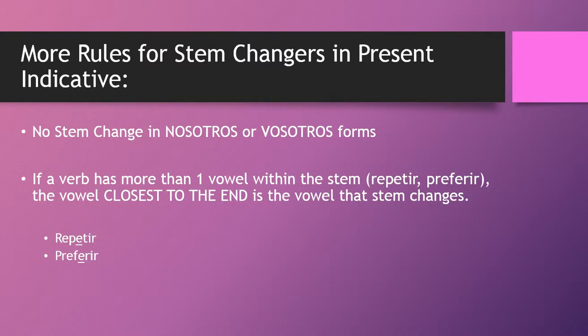If a verb has more than one vowel within the stem, and here are some examples, like repetir, notice that there's an E here and there's an E here. Preferir, here's an E and here's an E, all within the stem. The rule is that the vowel closest to the end is the vowel that's going to stem change. So here I've got underlined repetir. This E is the one closest to the IR, so it's going to stem change. Same thing with preferir.